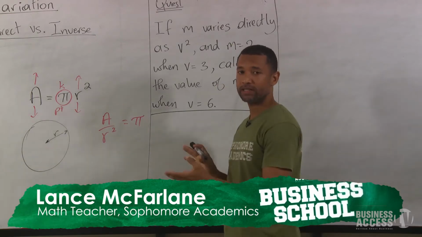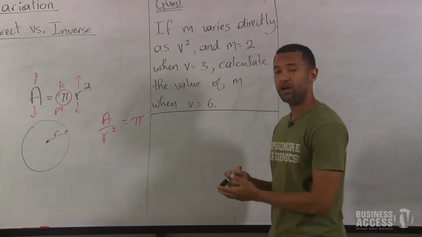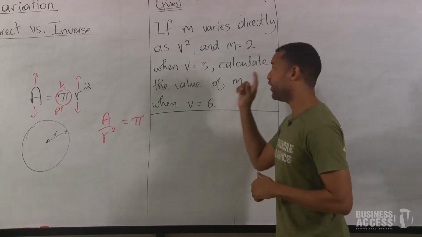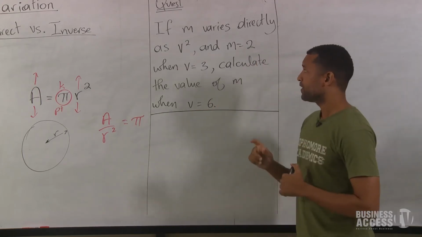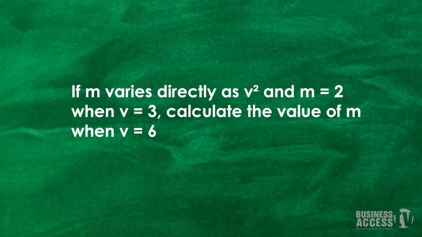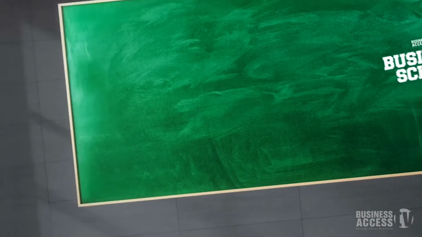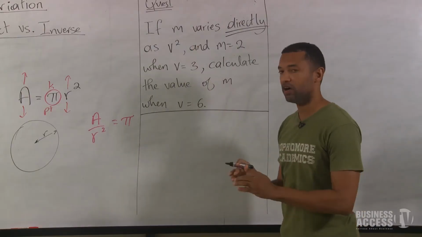All right, we're looking at now a question about direct variation. Here we have it on the board. It says that if m varies directly as v squared, varies directly, pay attention to that, directly as v squared, and m is equal to 2 when v is equal to 3, calculate the value of m when v is equal to 6. Now, that very first statement, we need to get a hold of.